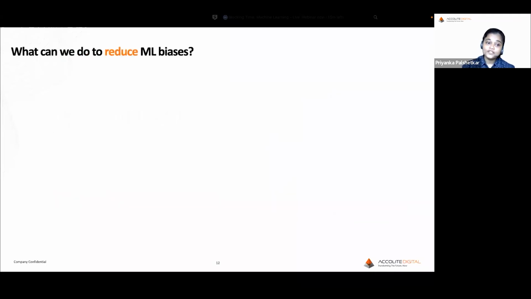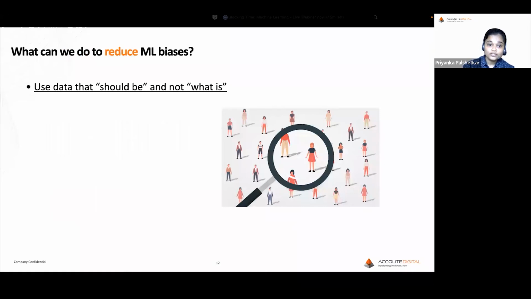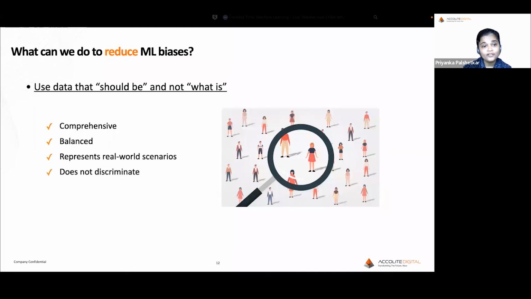Now, one obvious solution is to use the data that should be and not what is. By that, what I mean is, it is natural that the randomly sampled data that we have will have bias, because we live in a biased world where equal opportunity is still a dream. The current performance of any machine learning model is only as good as its training data. We have to proactively ensure that the training data we feed into our model is comprehensive, it is balanced, it replicates real world scenarios, and it represents everyone equally in a way that does not discriminate against a particular group of people.